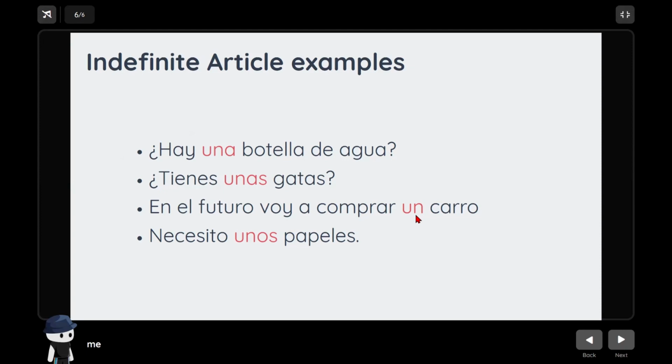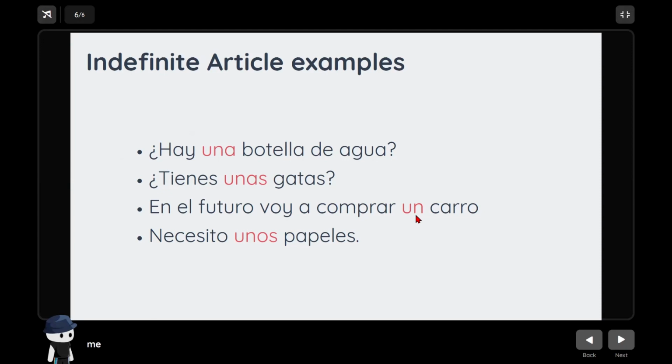So I hope you're understanding with this explanation the usage of indefinite articles and how, in language, it's very useful to use these in our speech. When can you use these? When you want to say something about objects in Spanish, right?